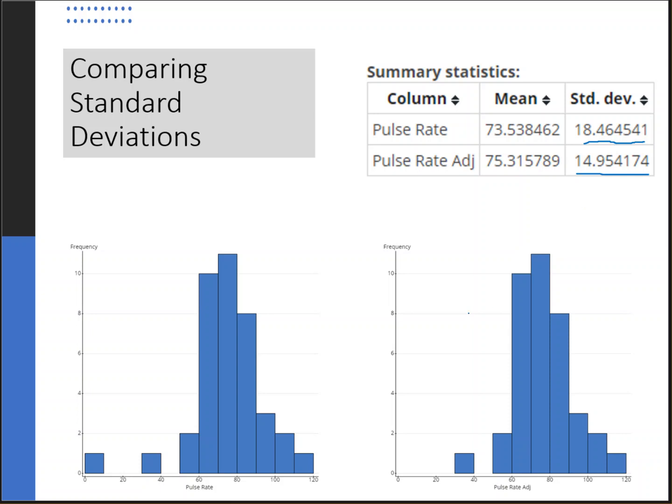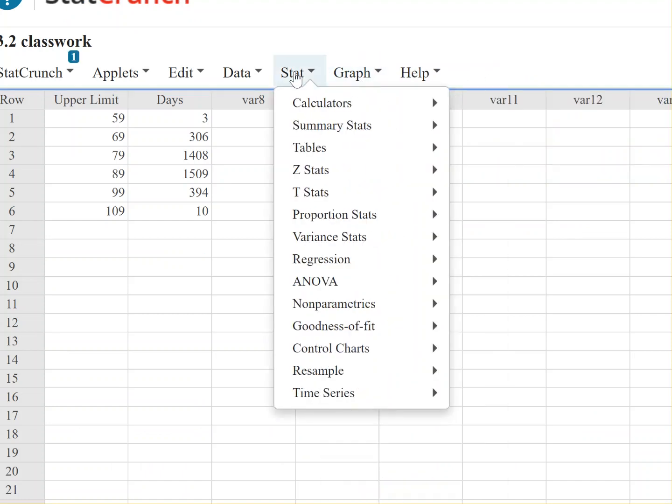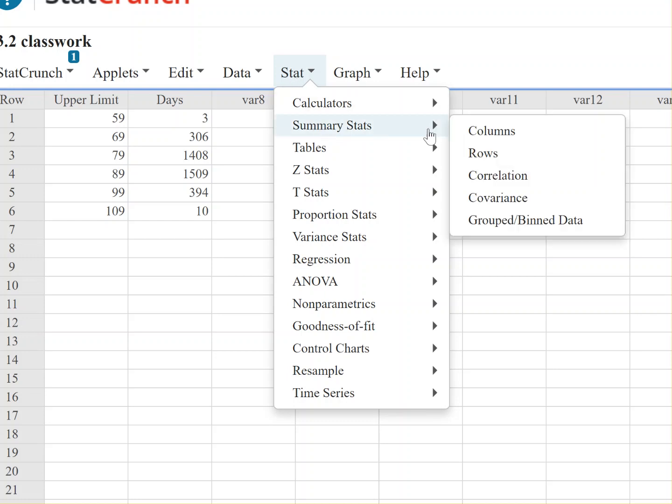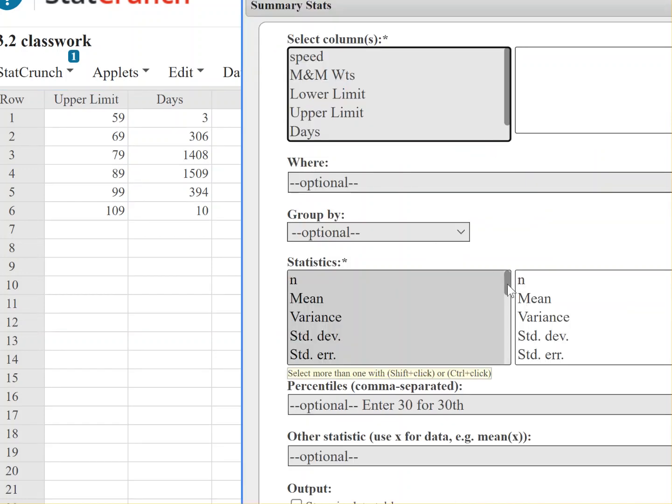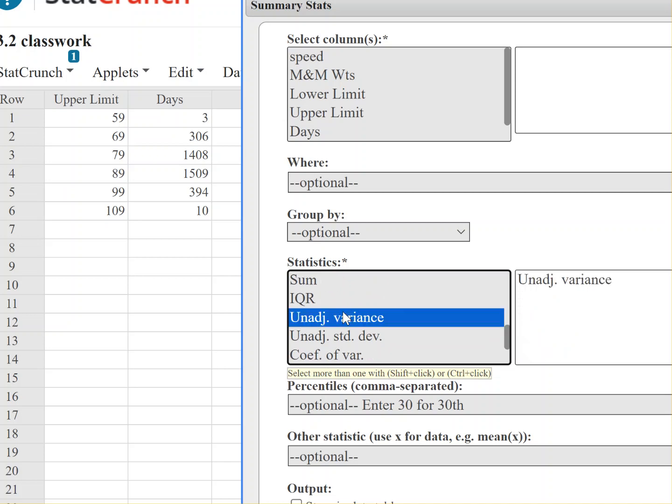So when we are asked to find population standard deviation in StatCrunch, we need to understand where to go to find that. It's the same place as we find regular standard deviation. I'm going to go back to Summary Stats, Columns, and I want you to notice that here, if I scroll almost to the bottom of my box, here in the center, this statistics box, there's an unadjusted variance as well as an unadjusted standard deviation.